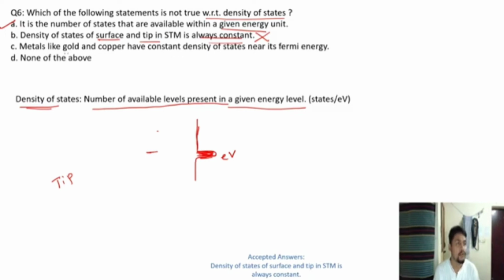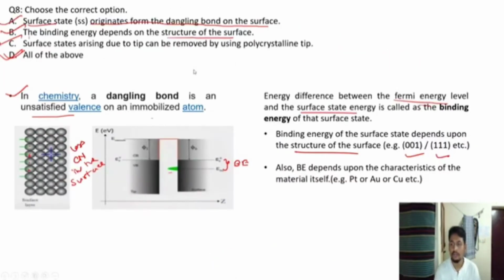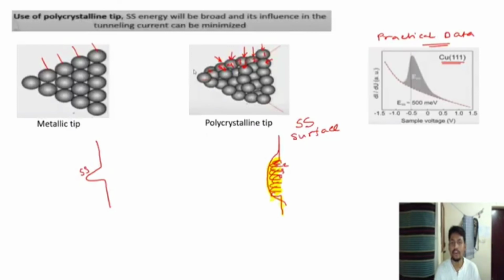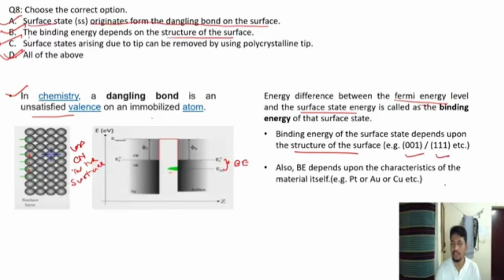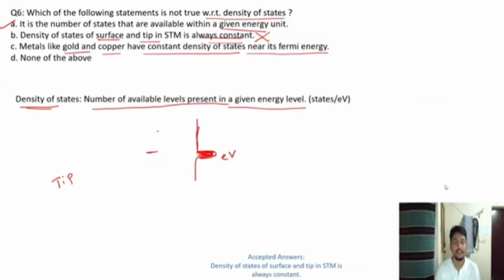Now, metals like gold and copper have constant density of states near their Fermi energy. Is it true? Yes, I already said before, discussing the polycrystalline metal, that gold and copper near the Fermi level have constant density. Normally, in the case of noble metals, it is the case near the Fermi level. So this is also true. They have asked which is not true, and clearly this is not true. So this is the answer.